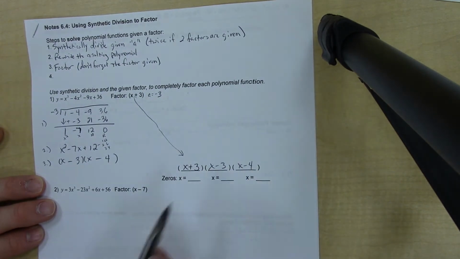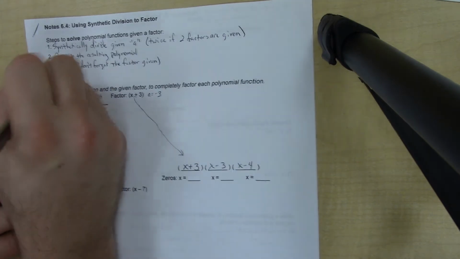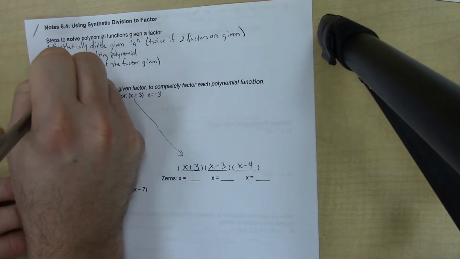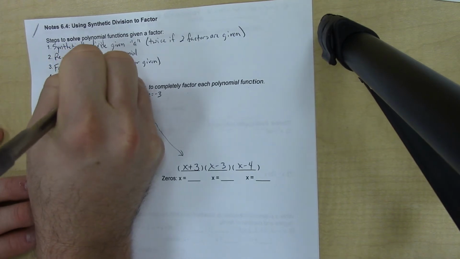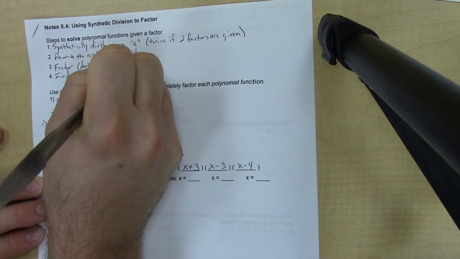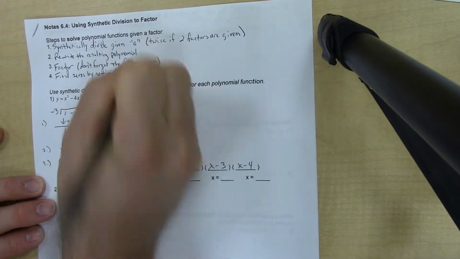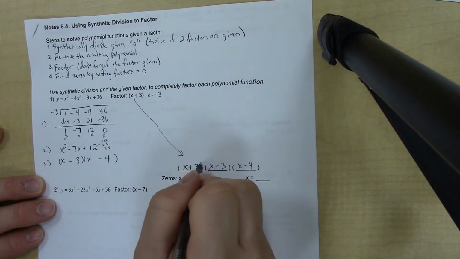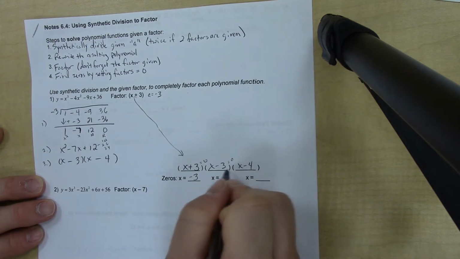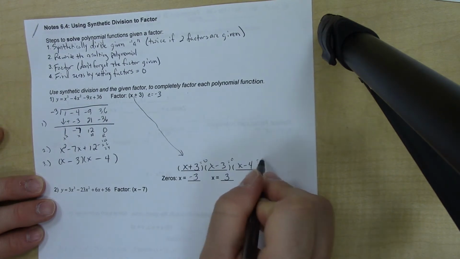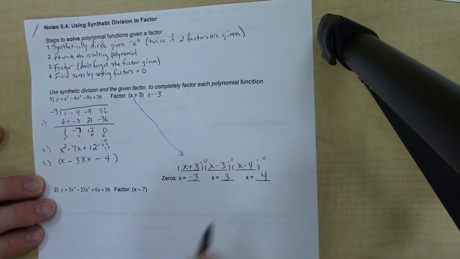And step 4, if I had to find the zeros, then find zeros by setting factors equal to 0. So again, I set this equal to 0, I'd minus it to get -3. You're pretty good at this by now. I'd set this equal to 0, I'd add it to get positive 3. I set this equal to 0, I'd add it to get positive 4. And that's it. It's that easy.